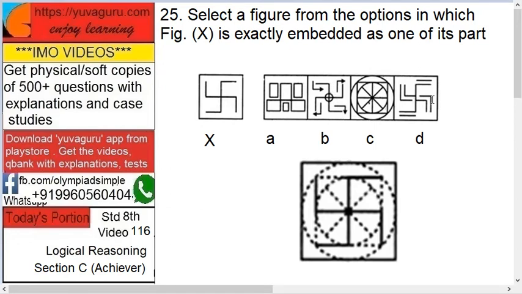D, not possible. Why? See, there is a gap in this. This is a swastik basically, and there is a gap in this swastik. Now in C, yes, it is possible. See this, this is a swastik, and the remaining part we have just shown dotted over here. So C is the correct answer.